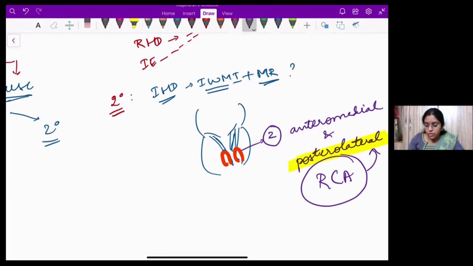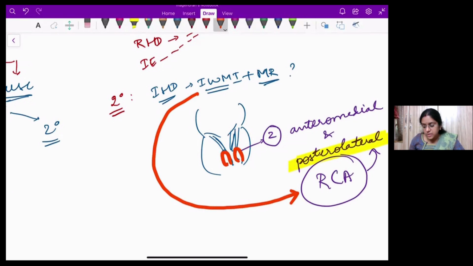As we all know, inferior wall MI is caused by right coronary artery involvement. When the right coronary artery is blocked, we get an inferior wall MI. So what happens when this happens? The right coronary artery's blood supply is cut off. When the RCA territory is cut off, this posterolateral papillary muscle loses its blood supply. Because of that, it ruptures.